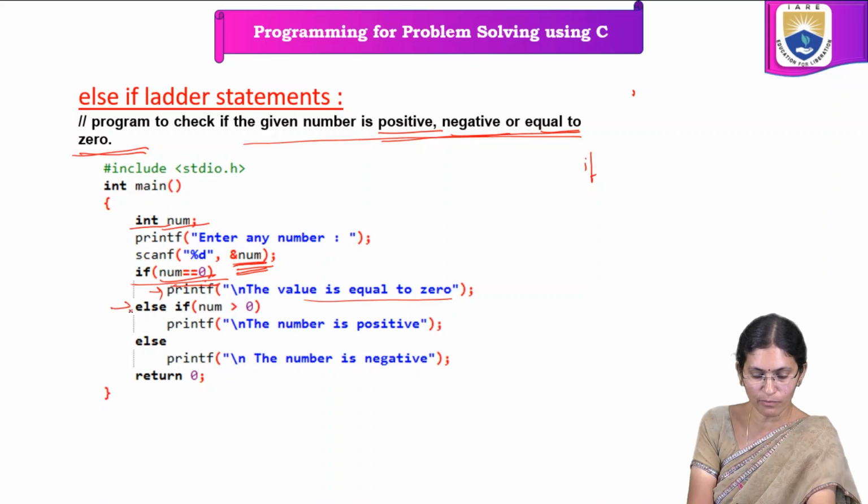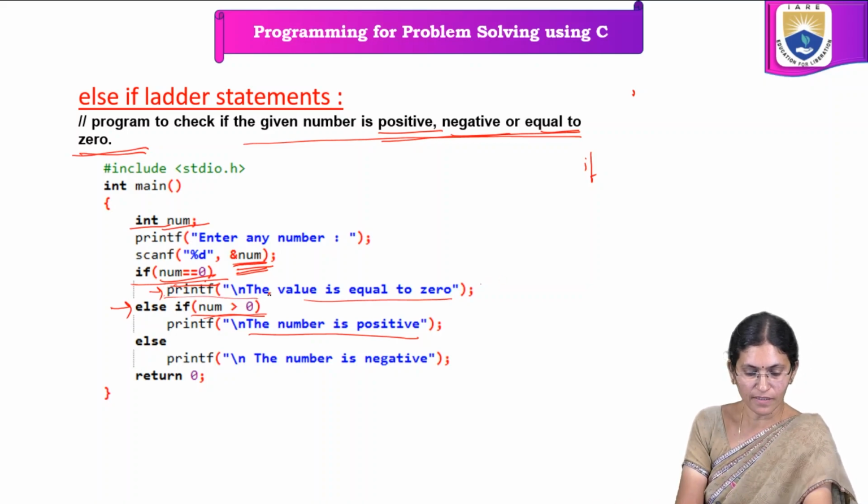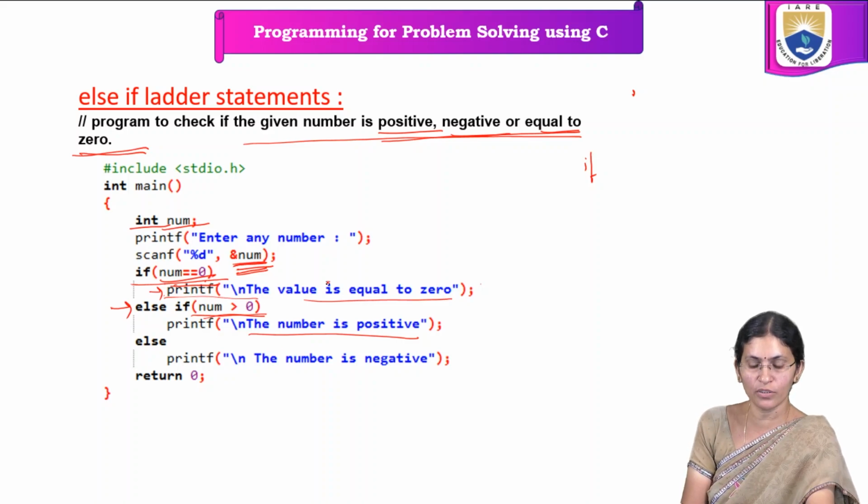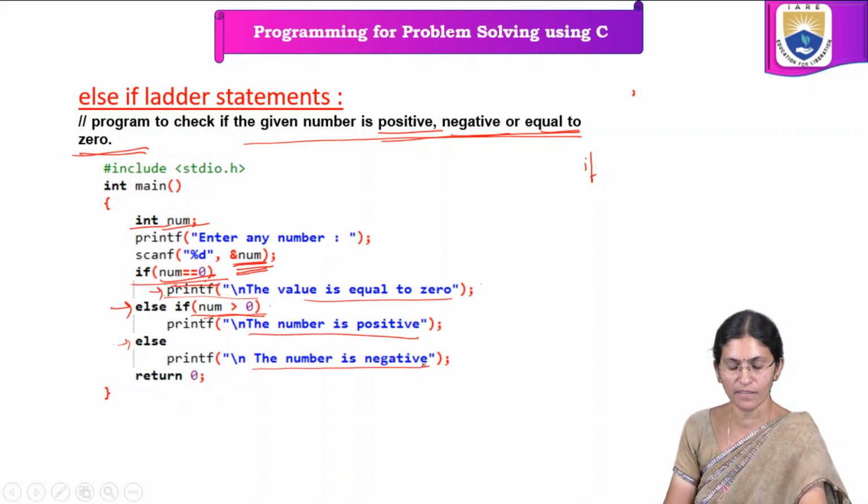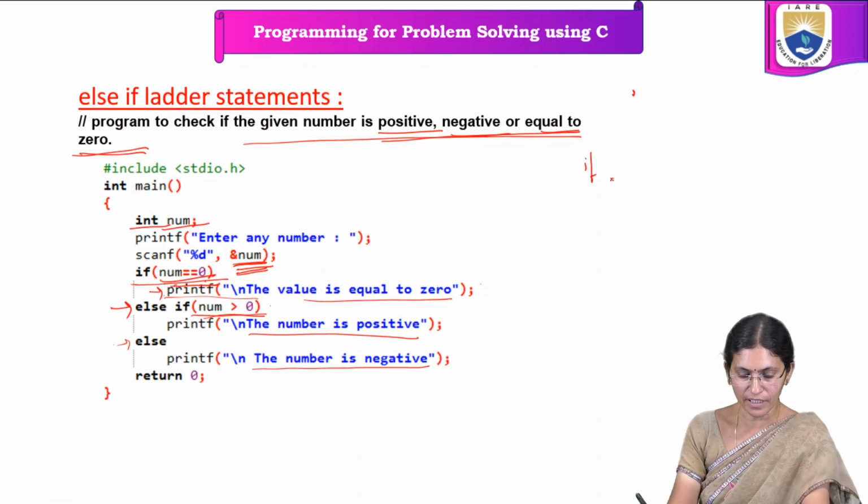In the else if block, again we need to specify the condition. If the number is greater than 0, printf the number is positive. Here we are not using curly braces. Why? Because there is only one printf statement inside this if block, so there is no need to use any curly braces here. Next, in the else part, if the number is not equal to 0 and if the number is less than 0, then it will print the number is negative. So in this way, we can write the program.